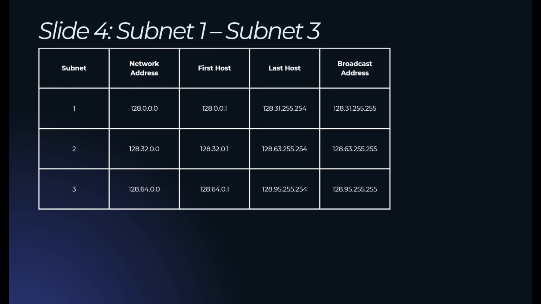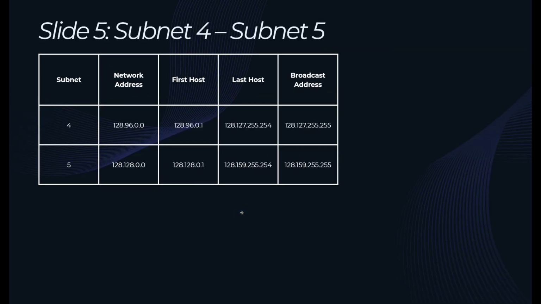For subnet 3, the network address is 128.64.0.0, the broadcast address is 128.95.255.255, and the usable host range is from 128.64.0.1 to 128.95.255.254.